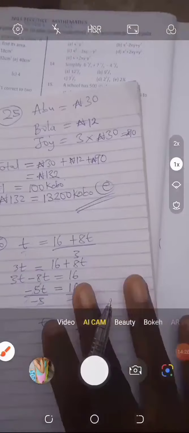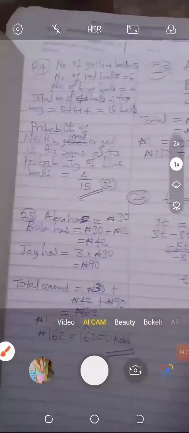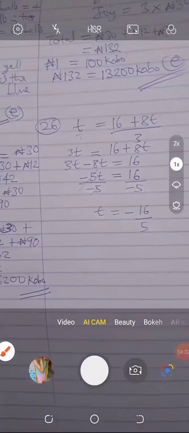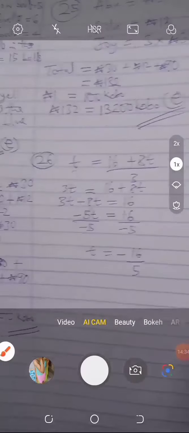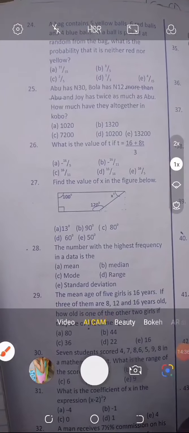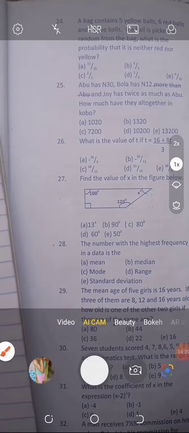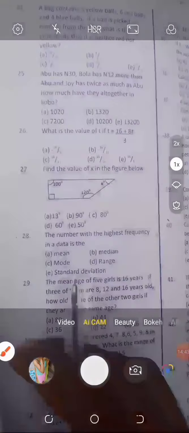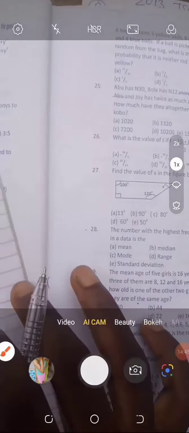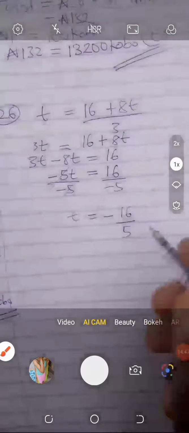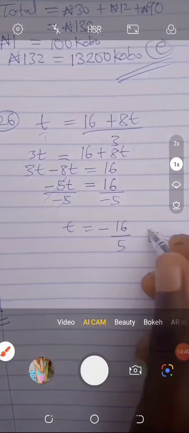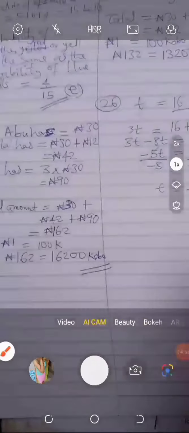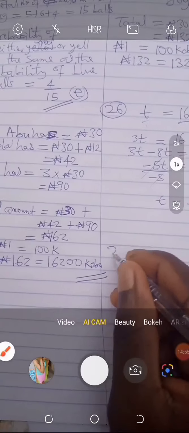Now if you check through your answers and you cannot find this as an improper fraction the way it is, you change it to a mixed fraction. But from what we have here, it is in improper fraction, so we leave it in that form. So our answer is A, which is minus 16 over 5. I quickly indicate this here. A is our answer.